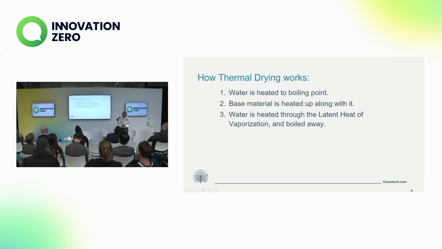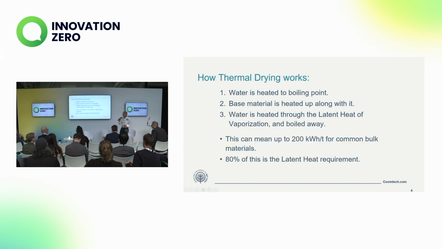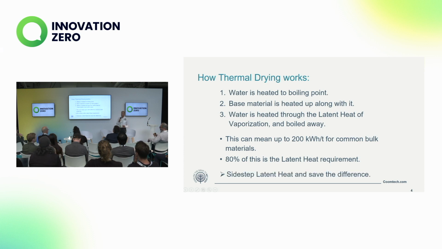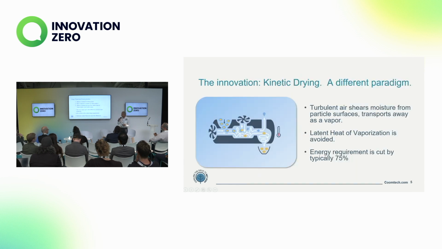Okay, so I've taken you through this a bit. You boil the water. You take it through the latent heat of vaporization. That's very energy hungry, but it works. So that can mean typically something like 200 kilowatt hours per ton to dry things like sand or cement and so on. And most of that, go back to my kettle analogy, is taking water you've heated up to boiling point and turning it into a gas. If you didn't have to do that, if you could avoid boiling the kettle dry, you'd have a lot of energy budget free to do other things with. And that's what we've done.